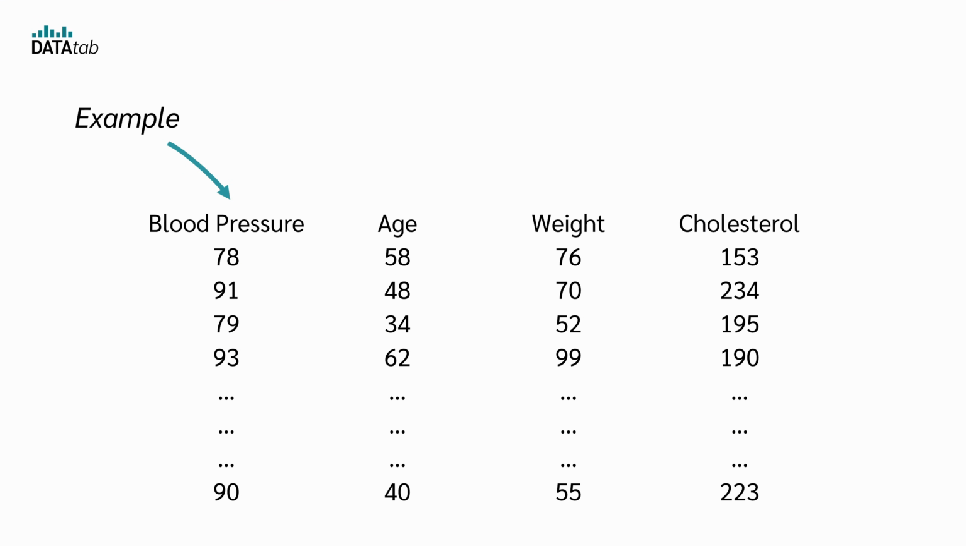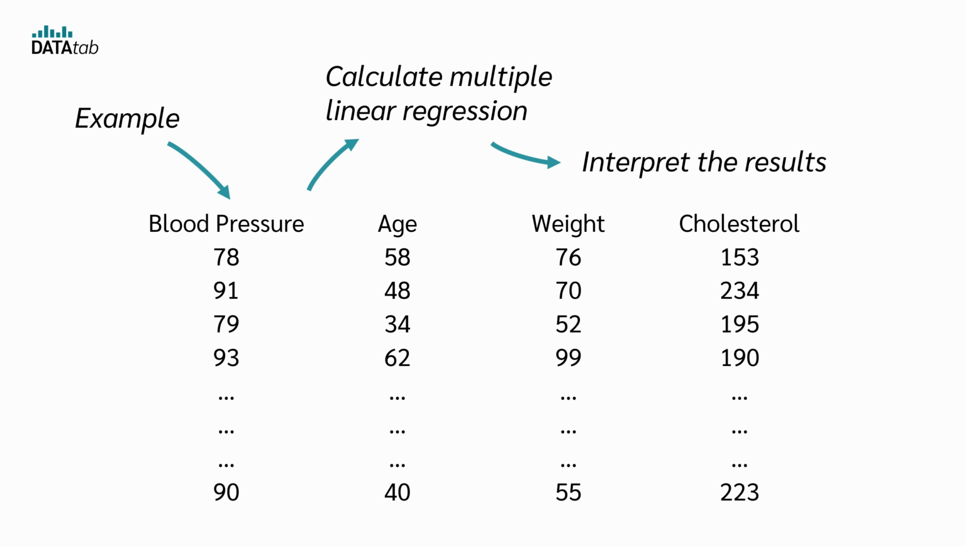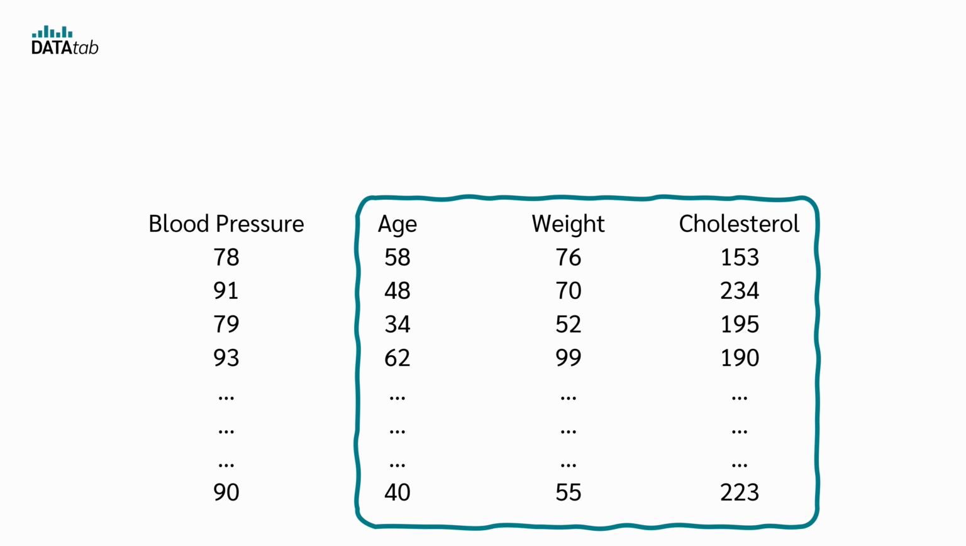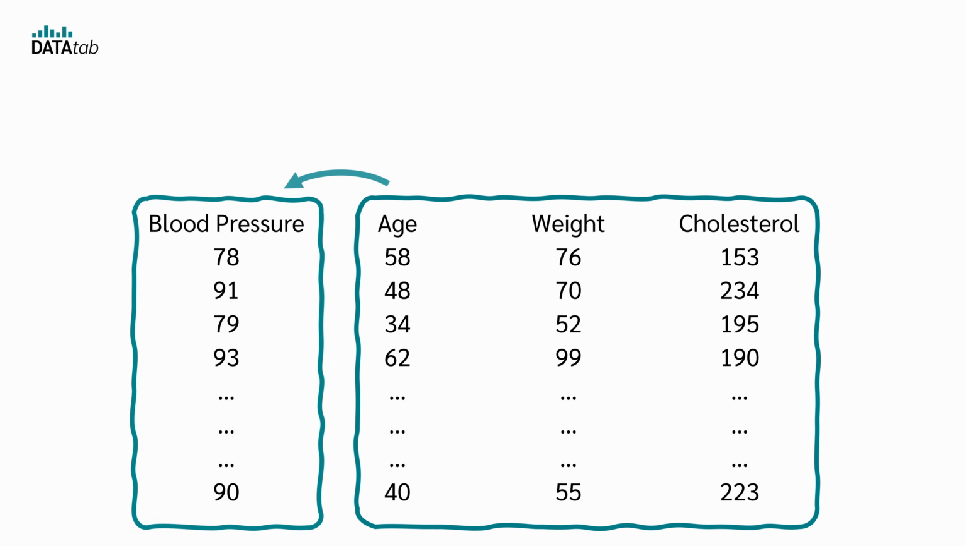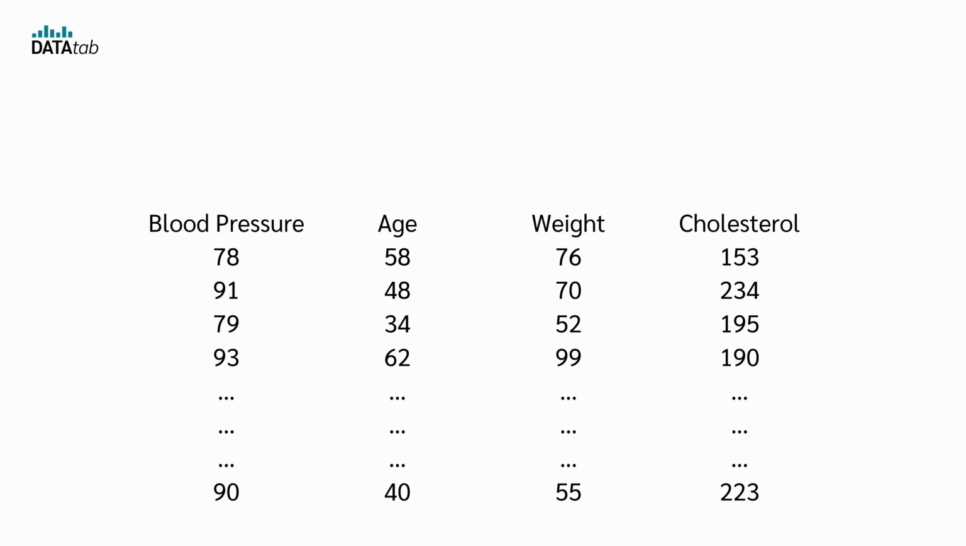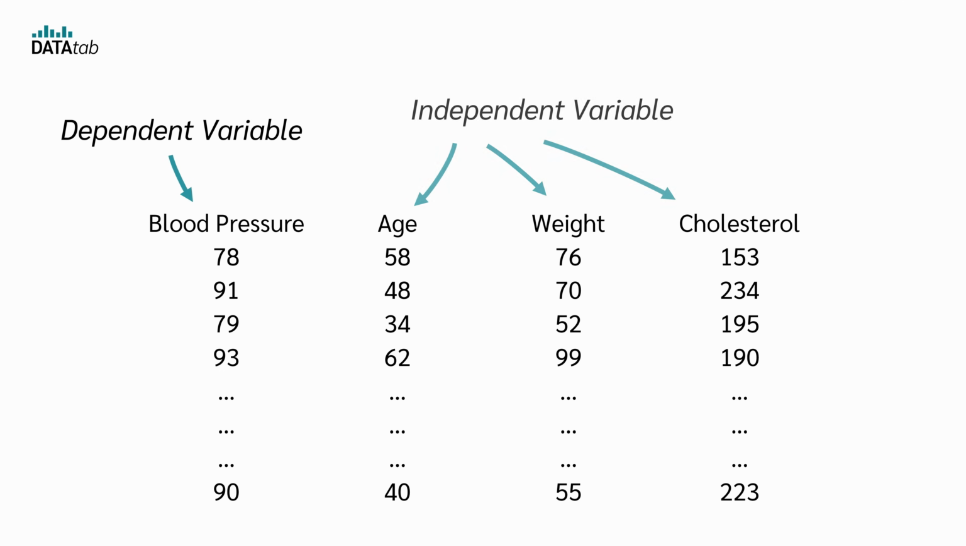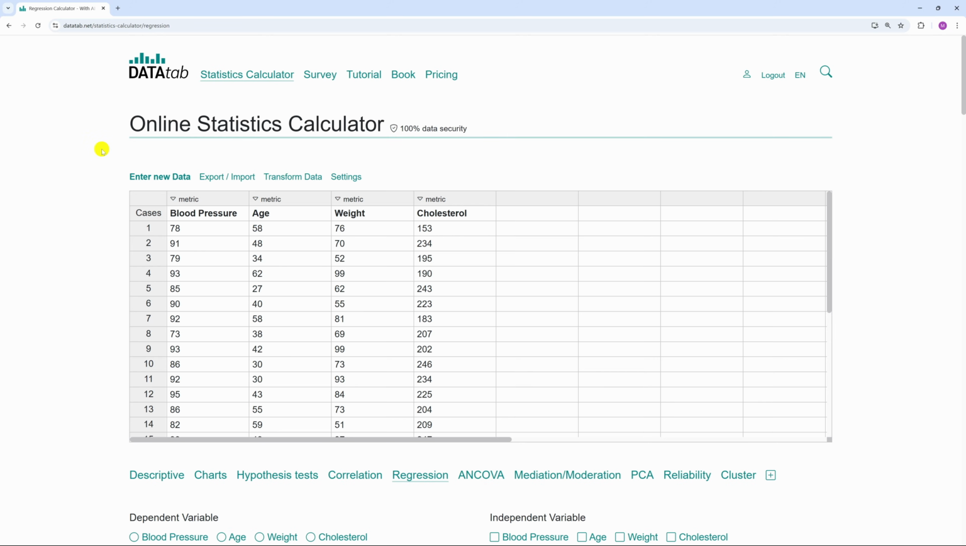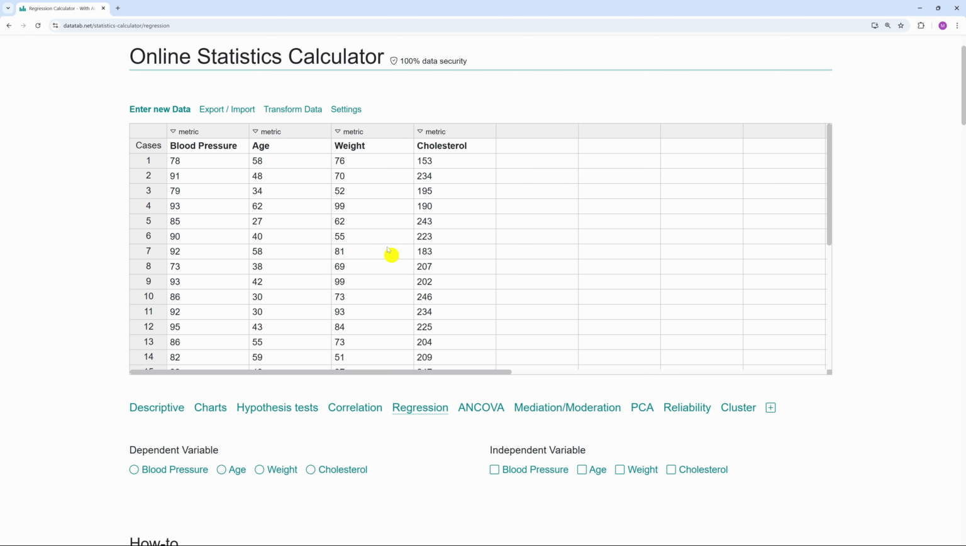Alright, let's work through an example on how to calculate a multiple linear regression and then look at how to interpret the results. Our goal is to analyze the influence of age, weight, and cholesterol level on blood pressure. So blood pressure is our dependent variable, while age, weight, and cholesterol level are our independent variables. To calculate the regression, we just go to datatab.net and copy our data into the table. If you like, you can load the sample dataset using the link in the video description.